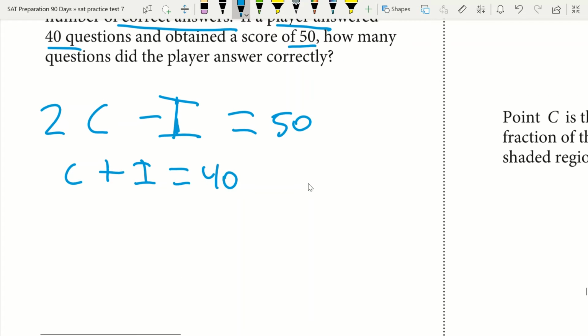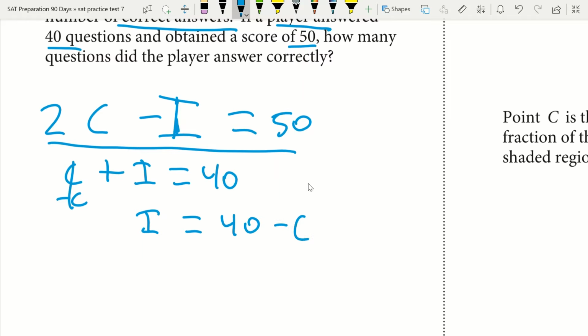Okay, so I've got my system of equations all set up. I just want to solve for C. So what I'm going to do then is set I equal to something, right? I'll use this bottom equation. I'll subtract C from each side because I have to get I, and then I'll have all C's in this top equation, and I can set it equal to 50 and solve for C. So I'll have I is equal to 40 minus C. I plug that in for I up top, so I'll have 2C minus that 40 minus C, and that's going to equal 50.